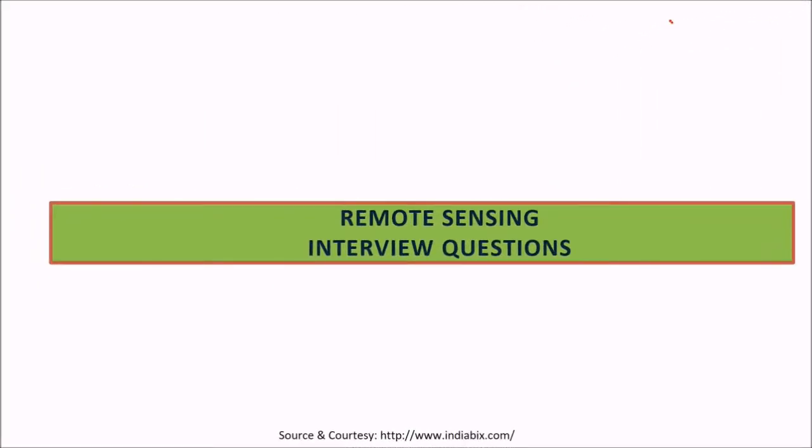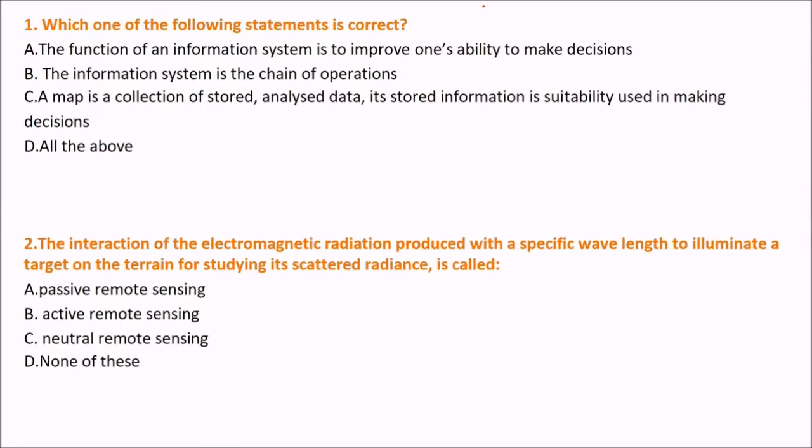So let us take a few more questions in remote sensing, GPS, GIS. These are certain questions and answers. So the first one is, which one of the following statements is correct? These are four options for you, and please read them very carefully and answer. Try to answer which one of these is correct. The answer is all of the above.